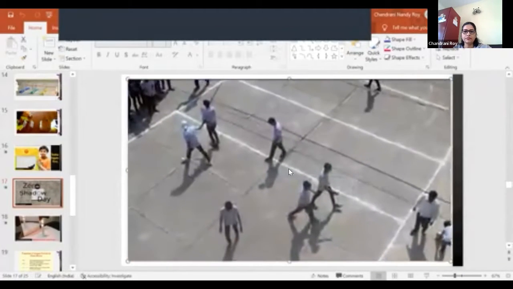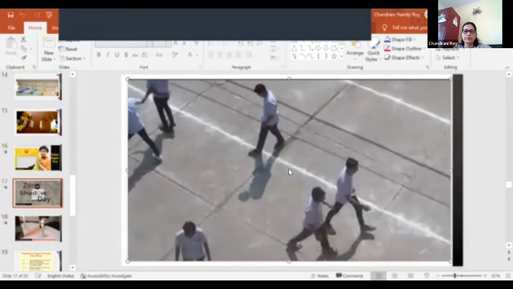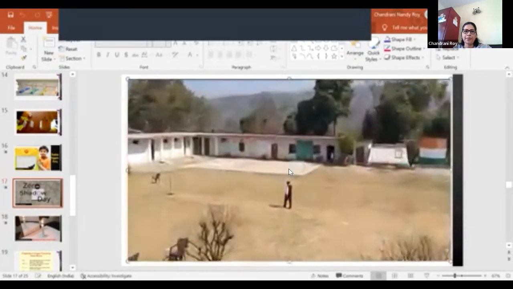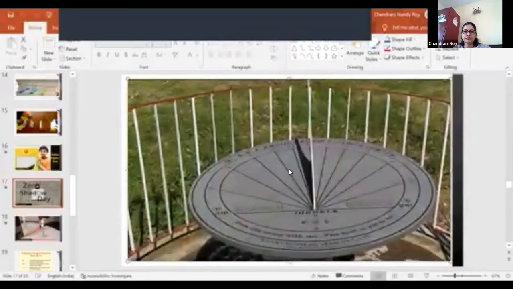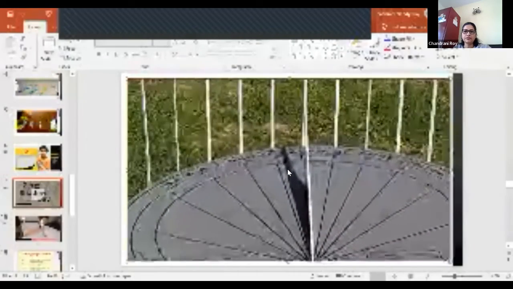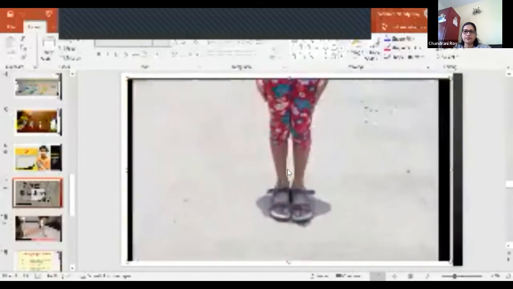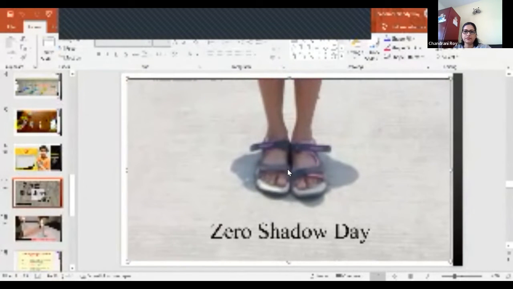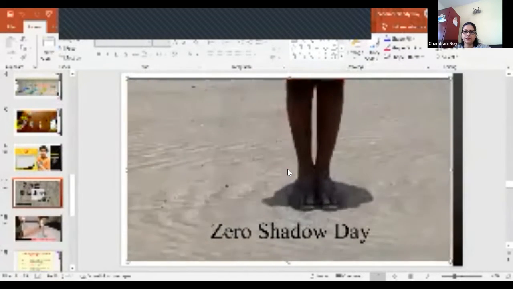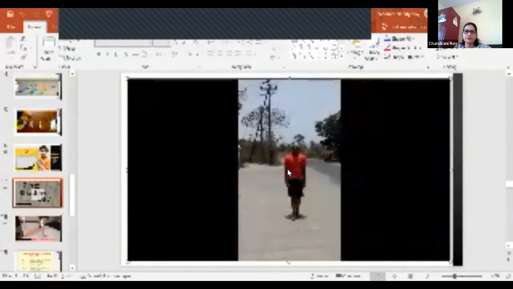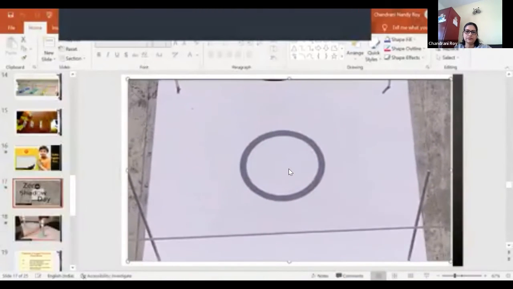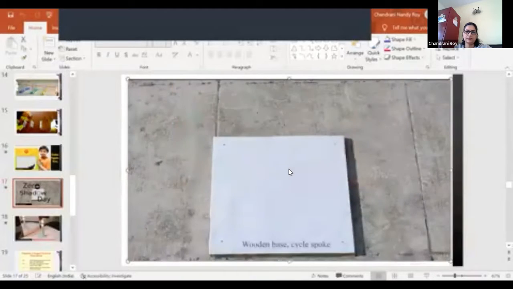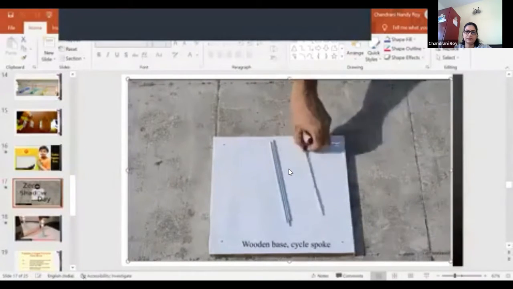Something like this happens in real life as well. We see shadows all the time, but they appear sideways at noon except for 2 days in a year. These 2 days are called zero shadow day, a day when the shadow disappears for some time at noon. Why it happens? We will see later. Let us do the setup first.